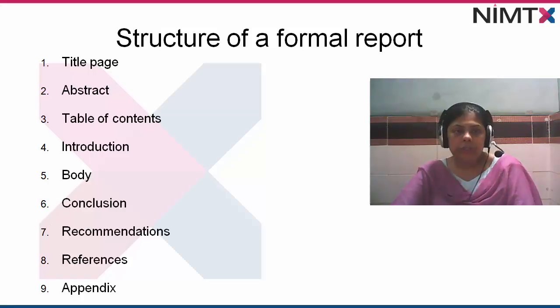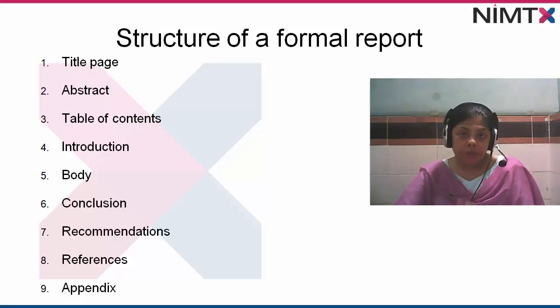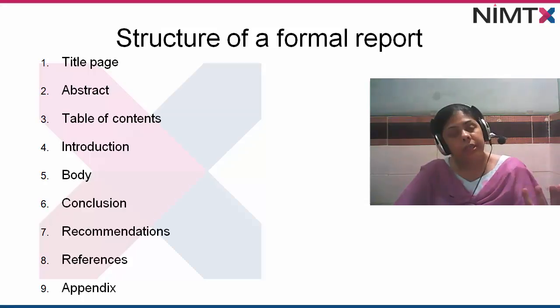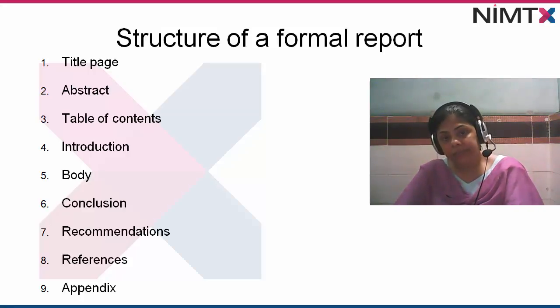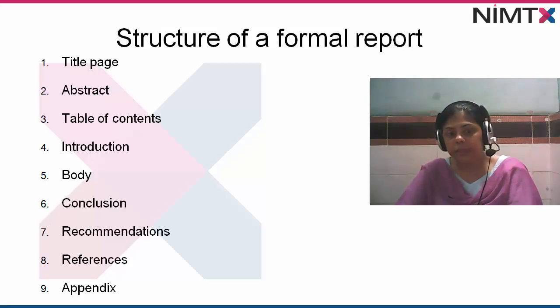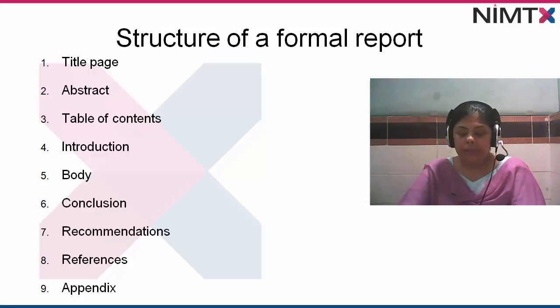Structure of a formal report: title page, abstract, table of contents, introduction, body, conclusion, recommendations. A formal report would have recommendations as to, look, this is in the body. They would tell you, look, this is the business theory that has been applied to this report, and this is what is happening in the business. Recommendation gives any suggestion that they would like to give. This is what can be done, what may be done. References, appendix.